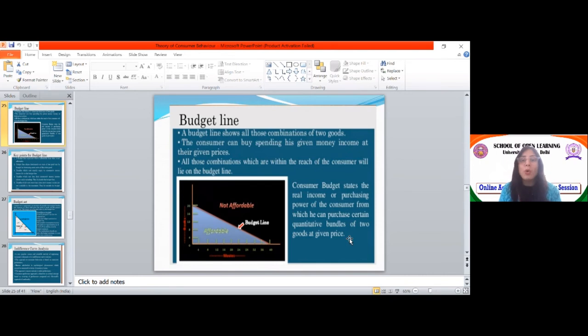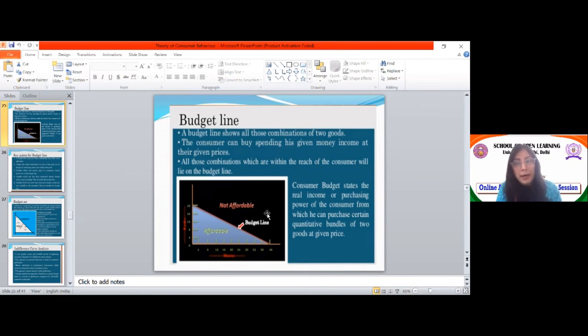Our budget line shows all these combinations of two goods. Like here, if you can see my cursor over here, this is the budget line. So with this budget line, we can purchase this much of this good and this much of this good. But beyond this budget line, the things are not affordable. And under the budget line, all things are affordable. So if my budget is not there, obviously the things I cannot afford.